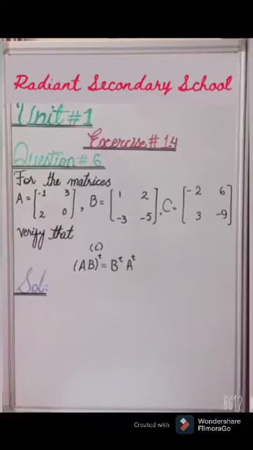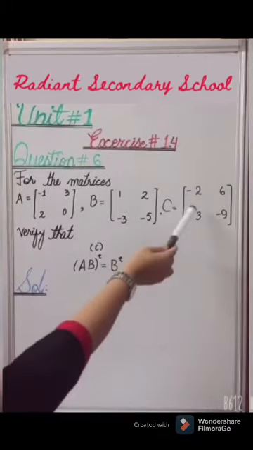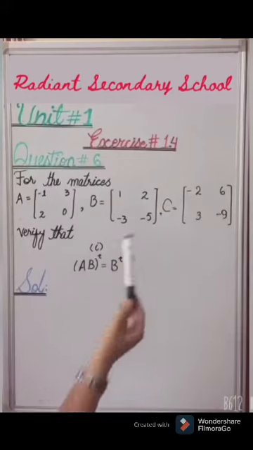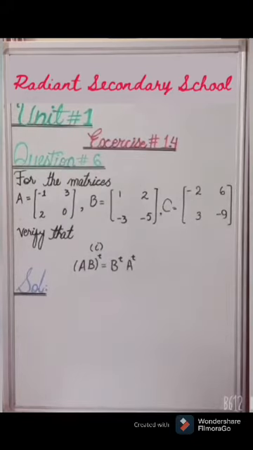So question number 6 is the same as question number 5. We have same three matrices: A is -1 3 2 0, B is 1 2 -3 -5, C is -2 6 3 -9. And for these matrices, now we have to prove different things.